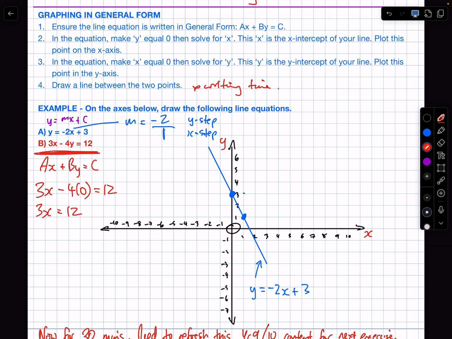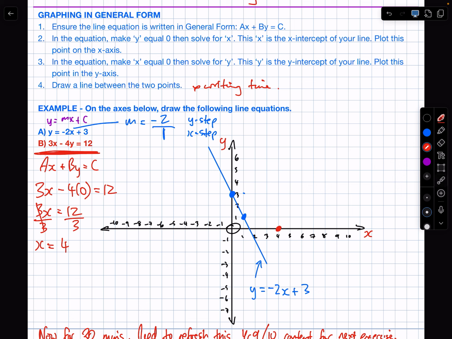Solve for x. What is 3 doing to x? Timesing. So the opposite of timesing by 3 is dividing. Divide both sides by 3. x is equal to 4. That is the x-intercept of that line. So I put a dot where x is equal to 4. Is a single dot enough information to draw a line? No, I don't know what direction it goes.